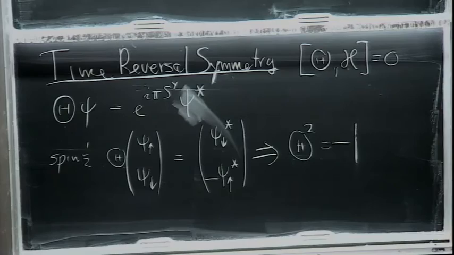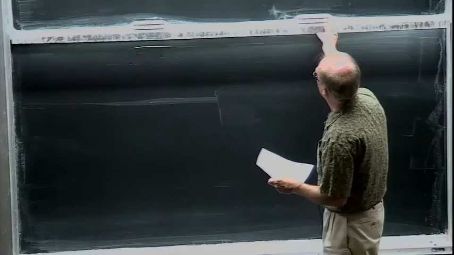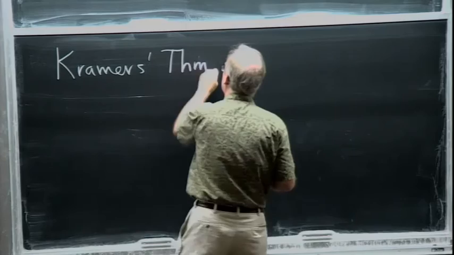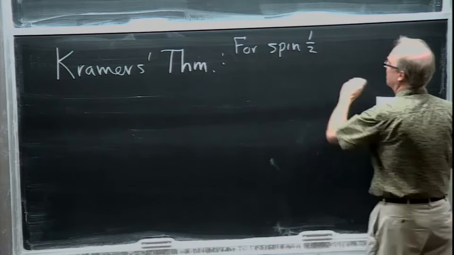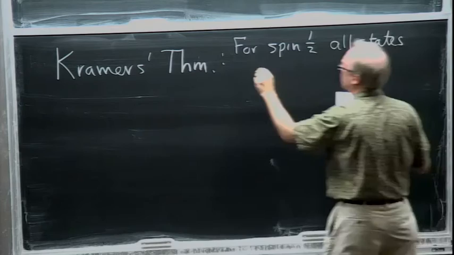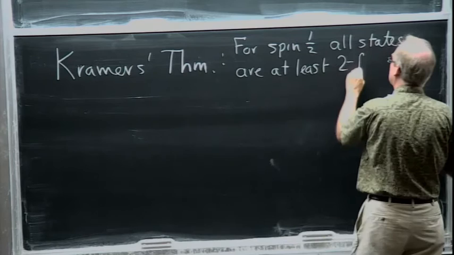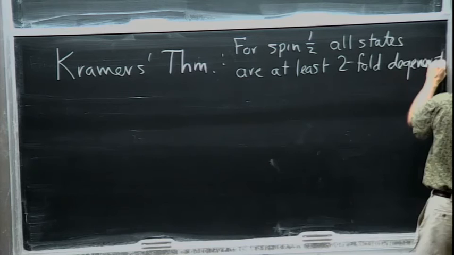Okay, and so this minus 1 has a consequence, which at first sight seems trivial and simple, which is Kramers' theorem. Okay, and so Kramers' theorem says that for spin a half, all states are at least twofold degenerate, if you have time reversal symmetry.